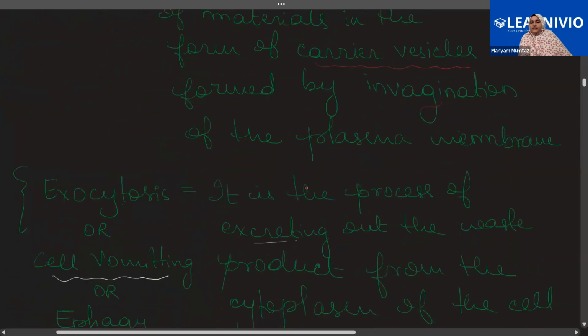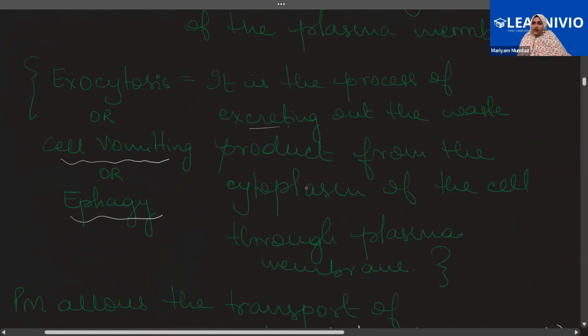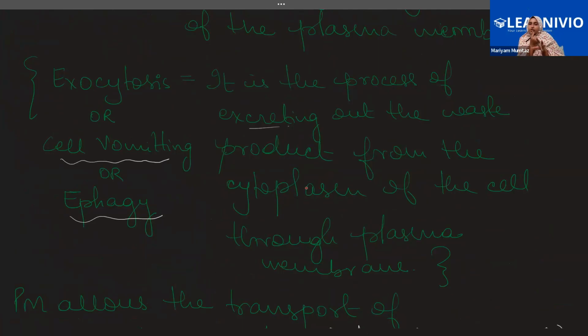While we are discussing this, we should also discuss exocytosis. Exocytosis is just the opposite of endocytosis. Here, the vacuole or the structure that is formed is excreted out of the cell through the plasma membrane.